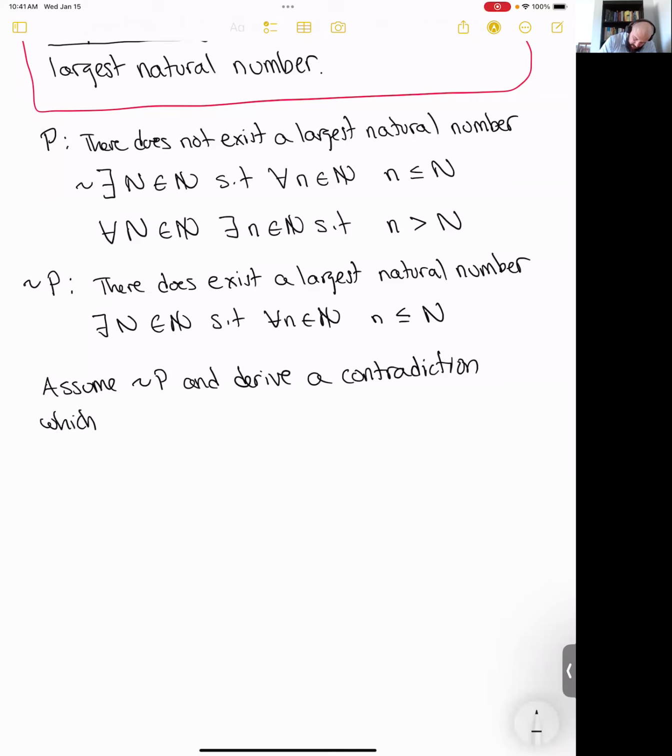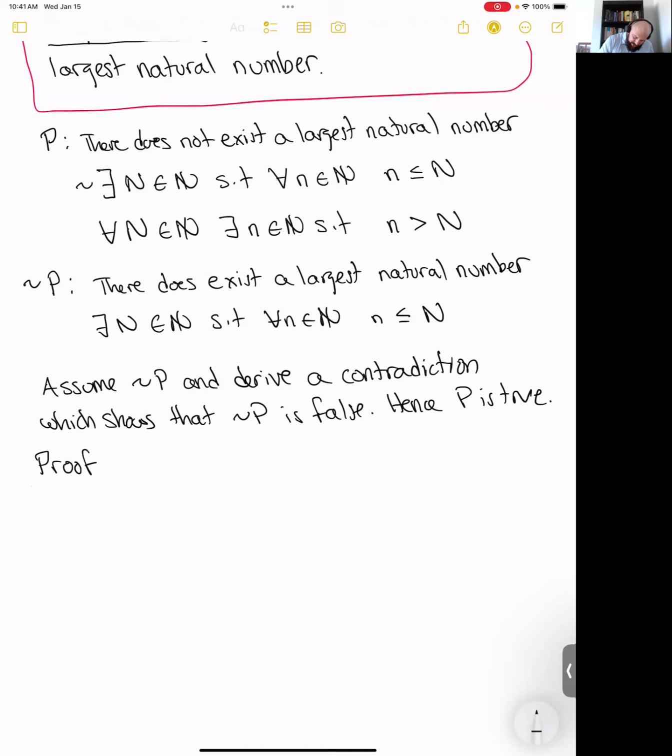which shows that not P is false, and so hence P is true. And then that'll be the end of the proof. Okay, so let's look at the proof.